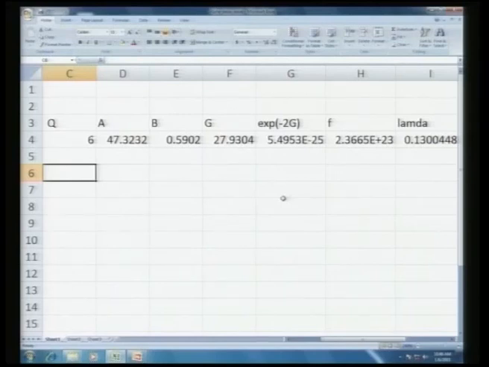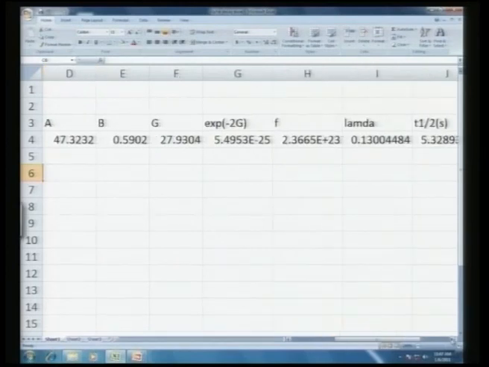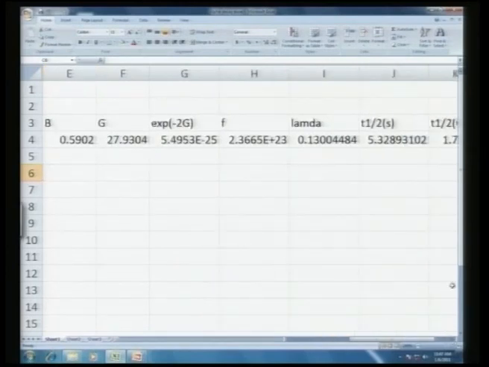So, I am pressing that enter button, and Q is now 6. Everything is recalculated, and you can see the lifetime, the half life. It is only 5.3 seconds. Here it is. It is only 5.3 seconds.